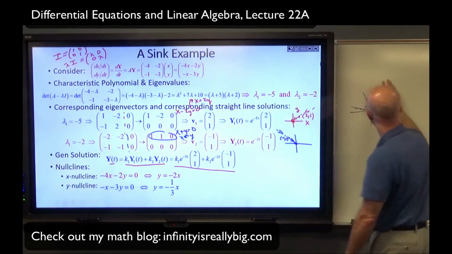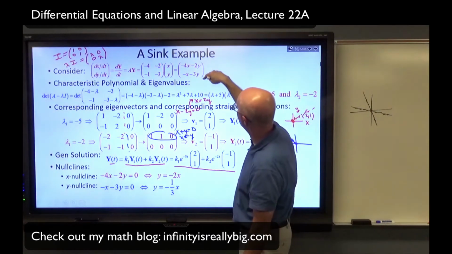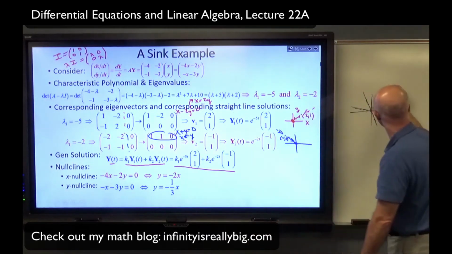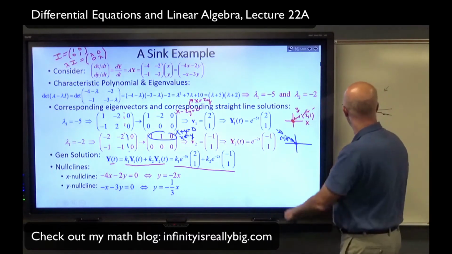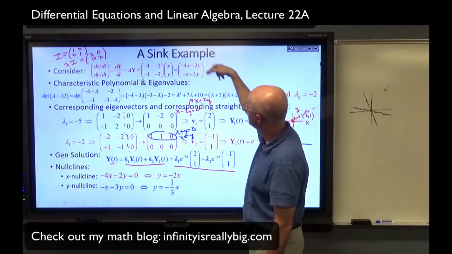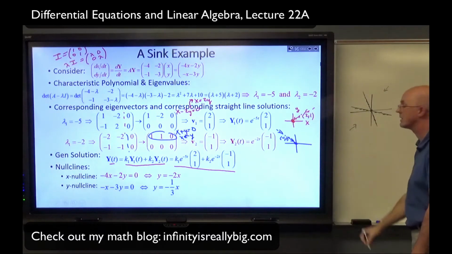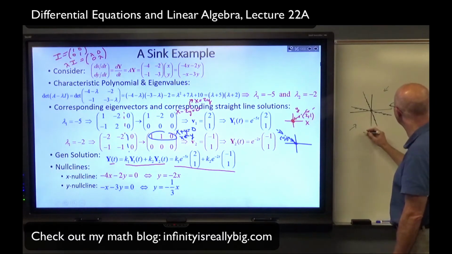For example, if you're in the first quadrant up here, where x and y are both positive, then both of these quantities are going to be negative. dx/dt and dy/dt are both going to be negative. Solution curves are going to move to the southwest. On the other hand, when you're down here in the third quadrant, where x and y are both negative, then these quantities are going to be positive. dx/dt and dy/dt are both positive, and solution curves are going to move to the northeast. In between, you can figure out what goes on as well.